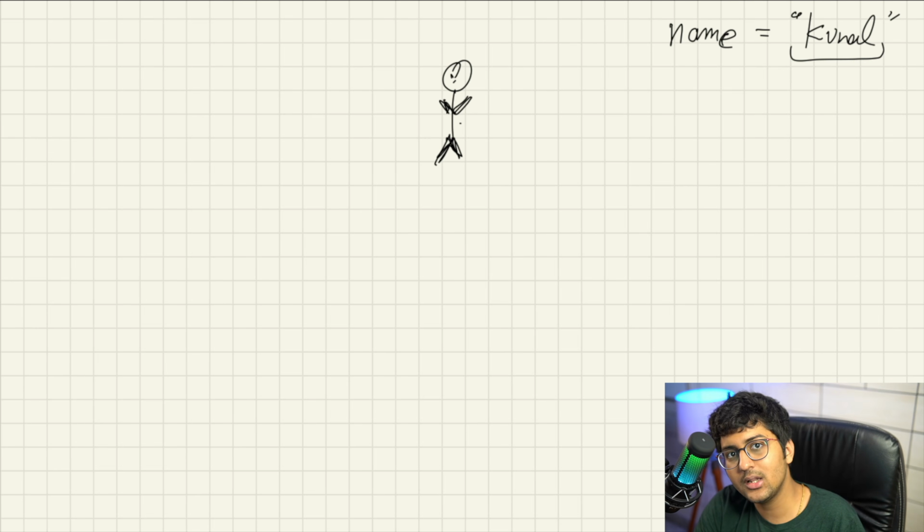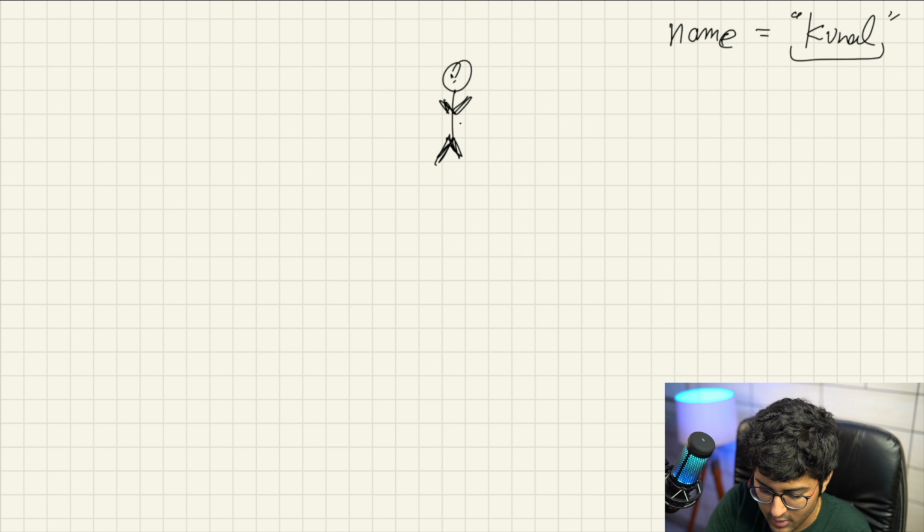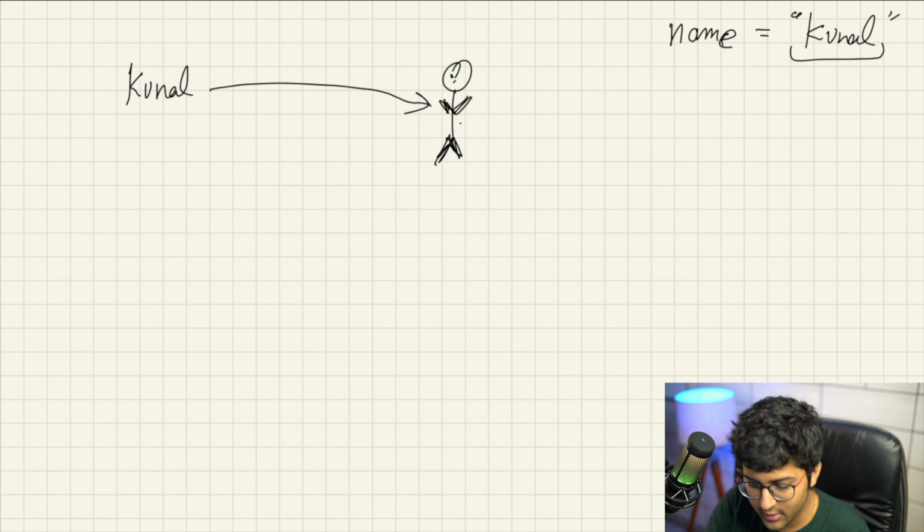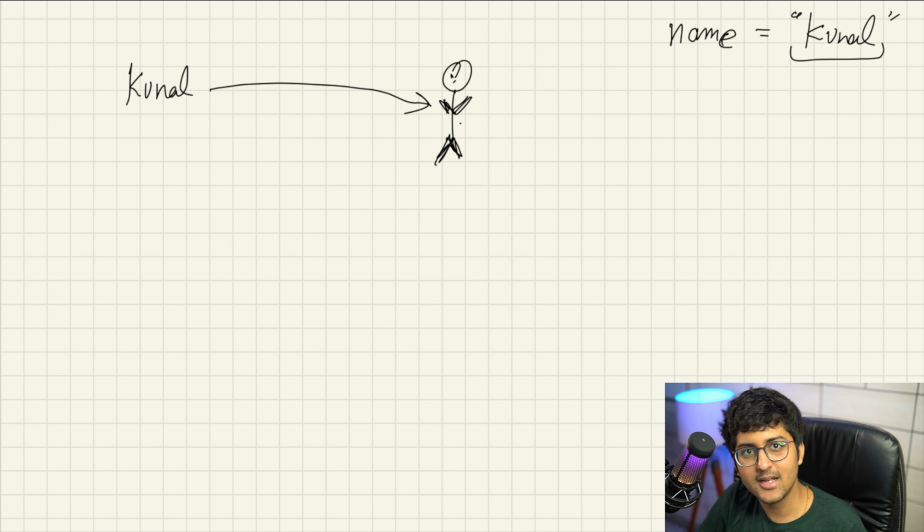If you want to call myself, my physical self, how do you call me? You call me via my name. So you can say Kunal. This is the reference variable pointing to this object. So if Kunal is giving a party, you'll just say, hey Kunal, pay the bill. Kunal will pay the bill and this object's money will be spent.